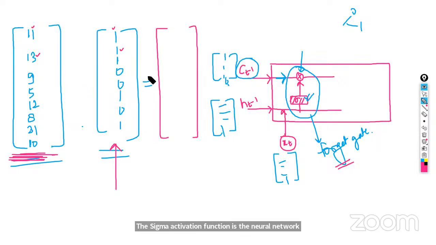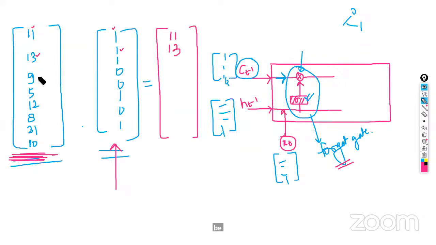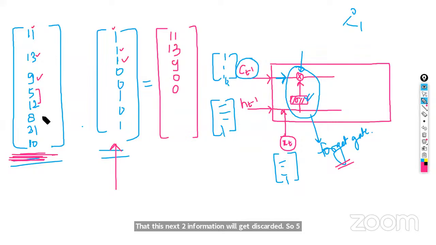Now, what it will do, it will do pointwise multiplication. So the 11 will get multiplied with the 1. The answer will be 11. 13 into 1, 13. 9 into 1, 9. Now we have 2 zeros here. That means the next two pieces of information will get discarded. So 5 into 0, 0, 12 into 0, 0. And then 8 into 1 is 8. 31 into 0, it will be 0.